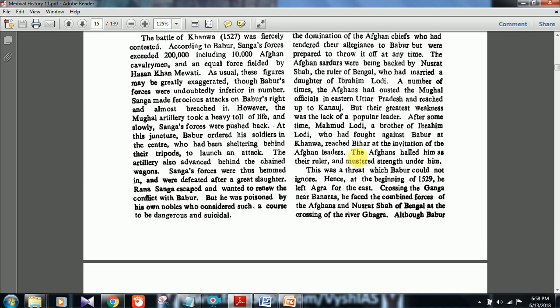Okay, where did we stop? Okay, the Afghans hailed him as the ruler and mustered strength. Hence, it was the beginning of 1529. He left Agra for the east, crossing the Ganga near Banaras. Okay, till here we did.